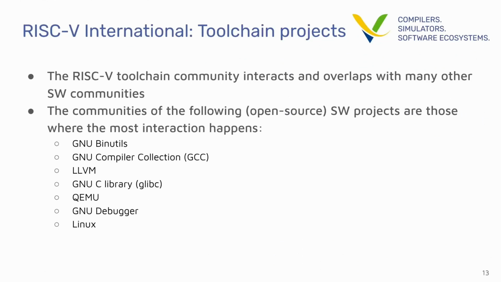The RISC-V toolchain community interacts and overlaps with many other software communities. For example, there are a lot of open source software projects where the RISC-V toolchain community interacts with. For example, GNU binutils, GCC, LLVM, glibc, QEMU, GDB, and Linux.